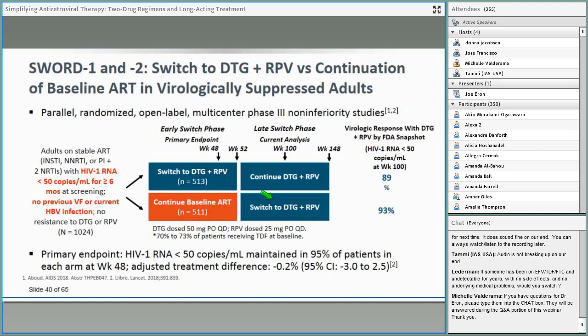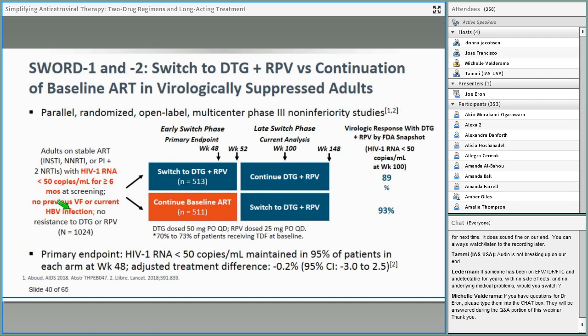And they're usually done very carefully. So what about switches to 2-drug therapy from 3-drug therapy? So this is the SWORD study. This was a switch from 3-drug therapy. These were people who are on stable NRTI, integrase, or boosted PI regimens with 2 nukes, so 3-drug therapy.